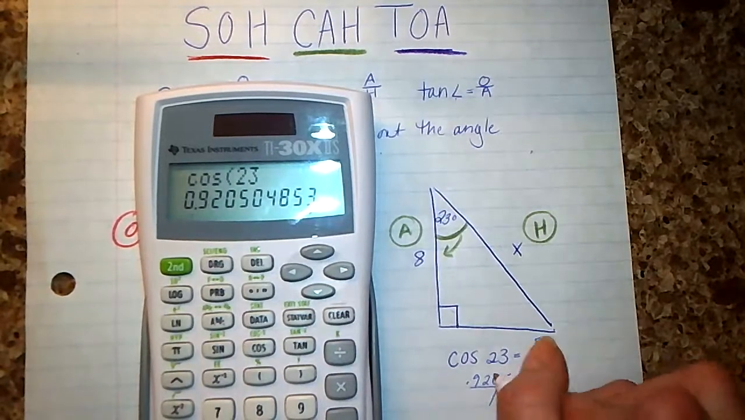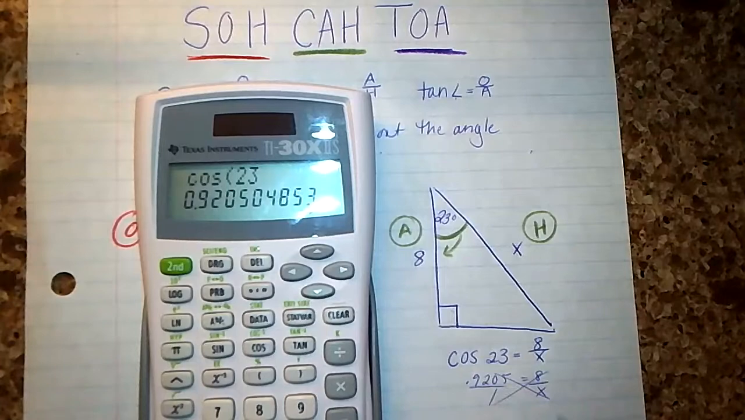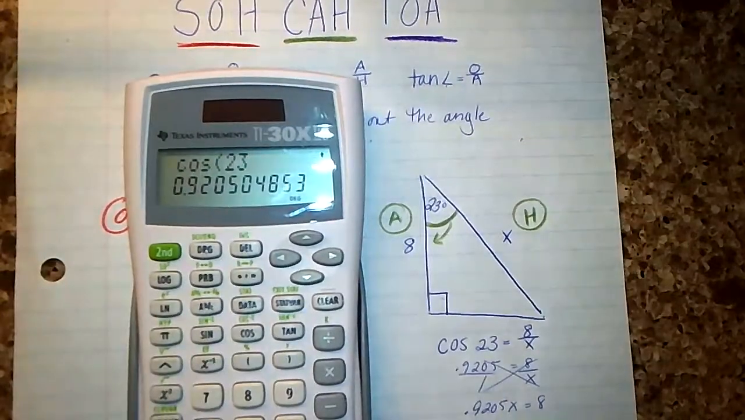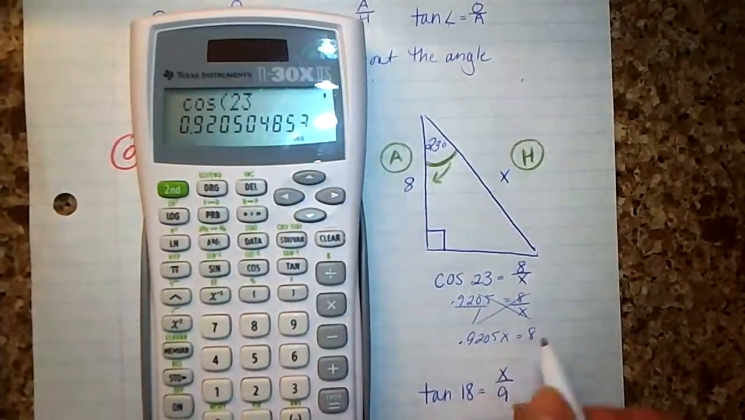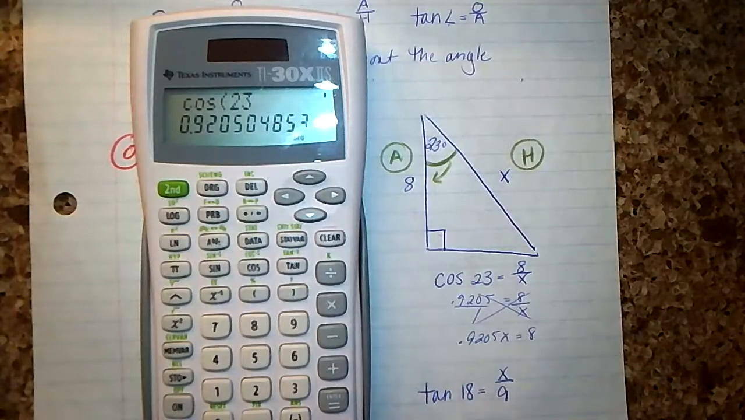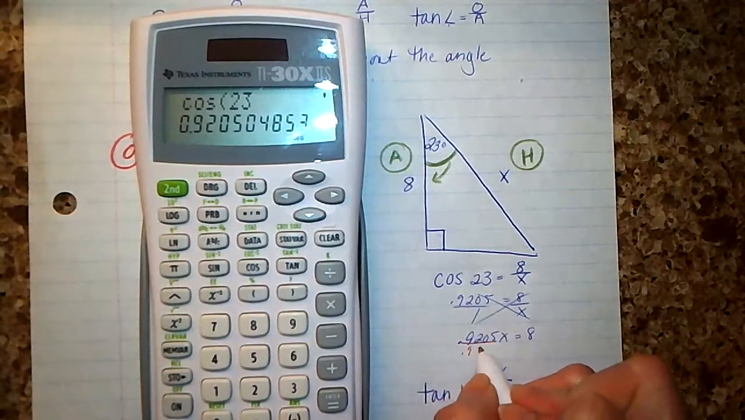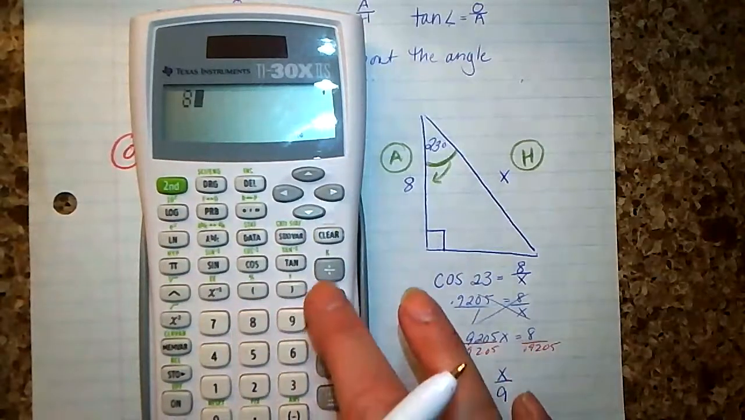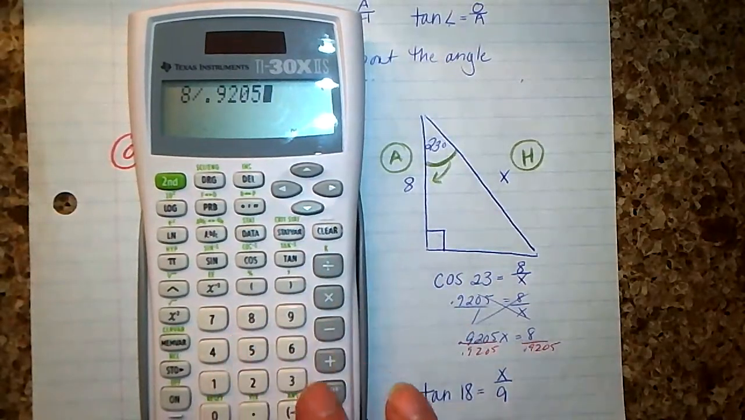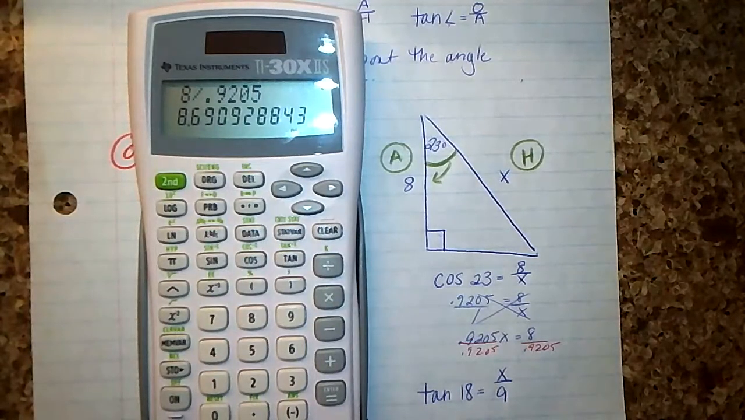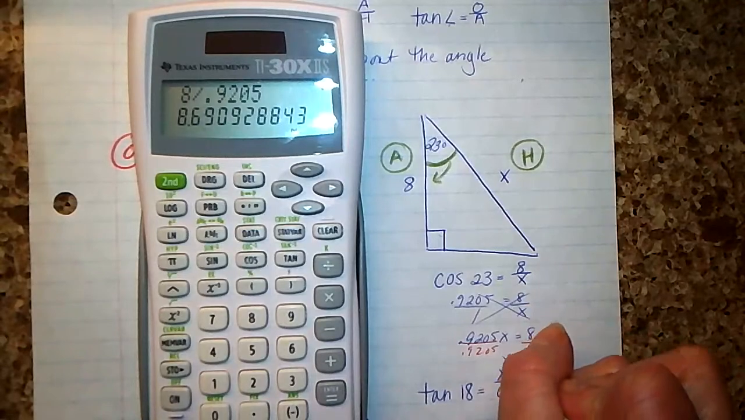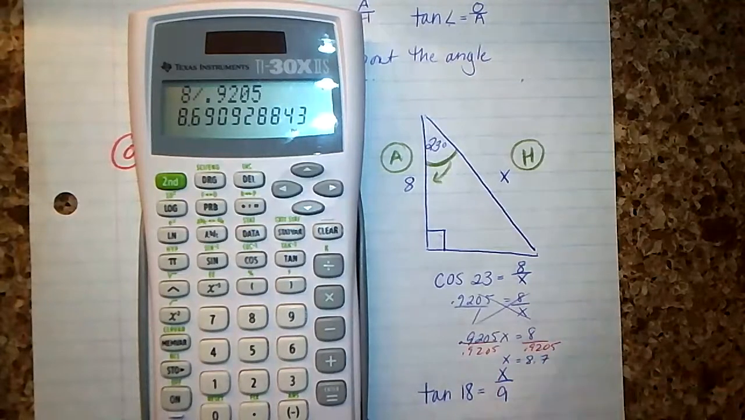All right, now we're going to cross multiply. Now this time I can't just put that right in my calculator. I have to actually cross multiply here. 0.9205 x equals 8. And now I got to get that x there by itself, so I've got to divide both sides here by that 0.9205. And when I do that, 8 divided by 0.9205, I end up with 8.7, because once again, this is a side value we're finding. So the length of that hypotenuse is equal to 8.7.